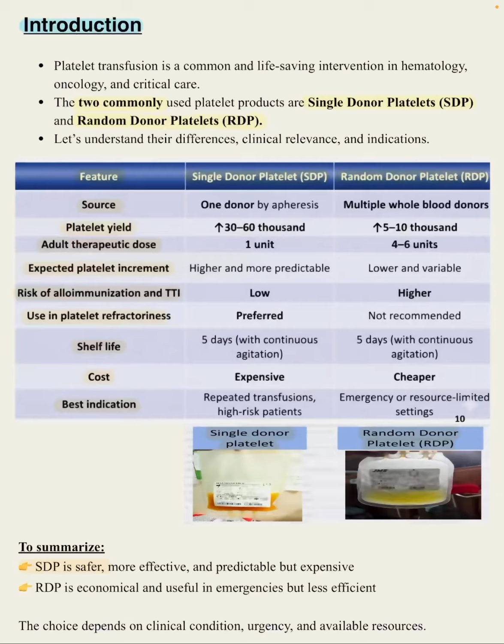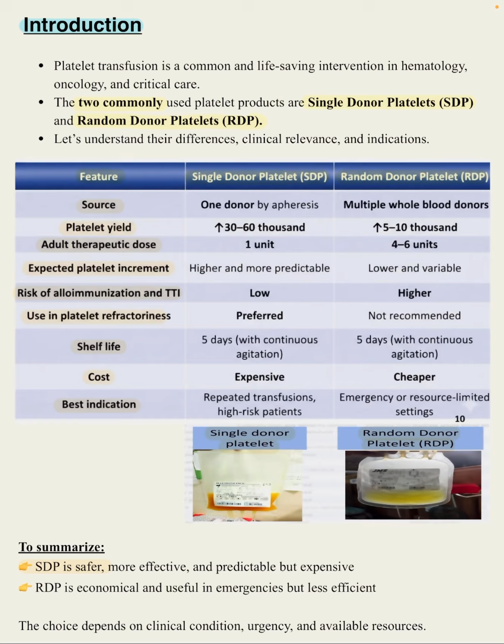Adult therapeutic dose. Only 1 unit of SDP is sufficient, but 4 to 6 units of RDP are needed. So 1 unit of SDP equals multiple units of RDP. Expected platelet increment is higher and more predictable in SDP, but lower and variable in RDP.